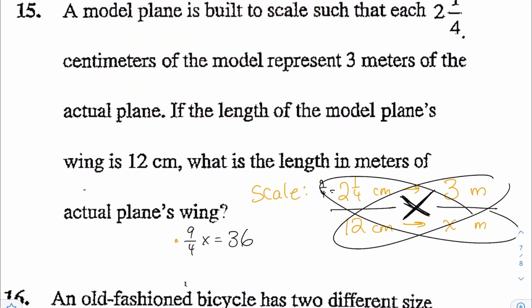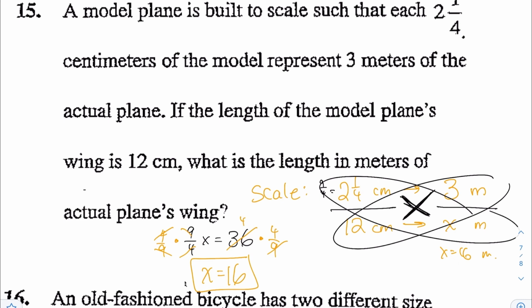And now to solve for X, you multiply by the reciprocal, which is the upside down fraction, on both sides. And that will help you cross cancel everything inside a fraction. You just have X on the left side, isolated by itself, which is what we're looking for. And on the right side, you have 36 and 9 cross cancel for 4 times 4, which is 16. So X is equal to 16. The actual wing is 16 meters long.